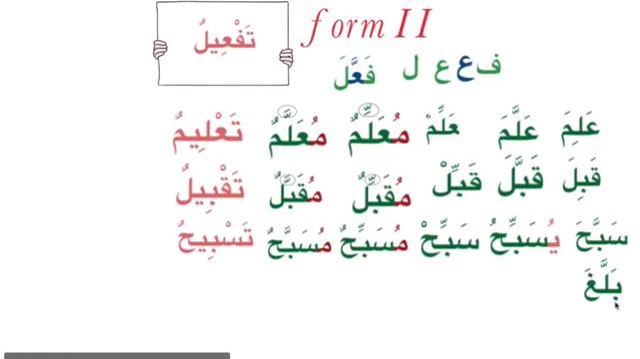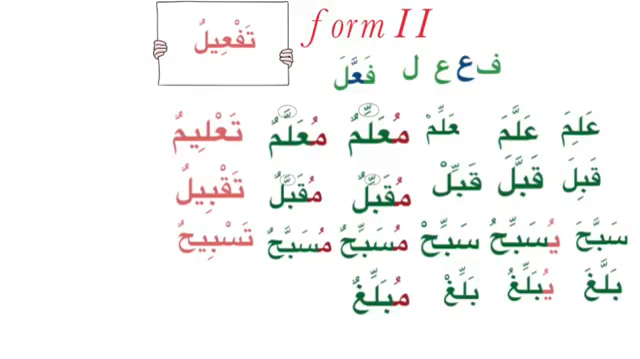We'll say ballagha, he reached, he called for. The mudari' is yuballighu. How do you make amr? It will be ballig. And what will be ism fa'il? It will be muballighun. As you are going along, I want you to say along with me, so it will be practice and make it easier for you to remember, inshallah. And what will be ism maf'ul? It will be muballaghun, the thing which is invited.